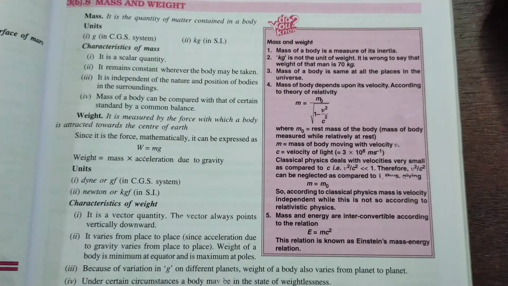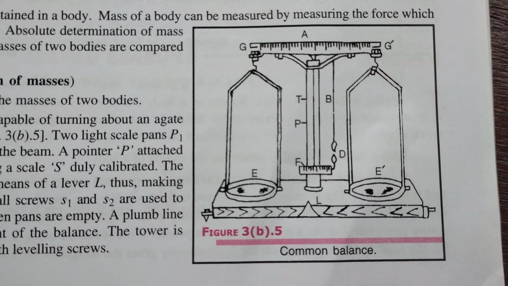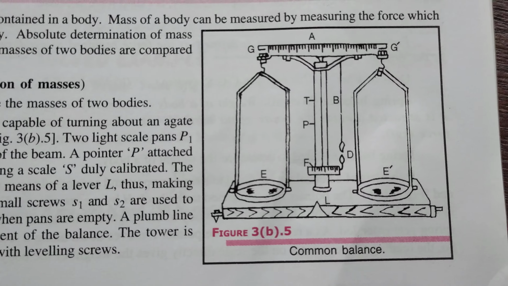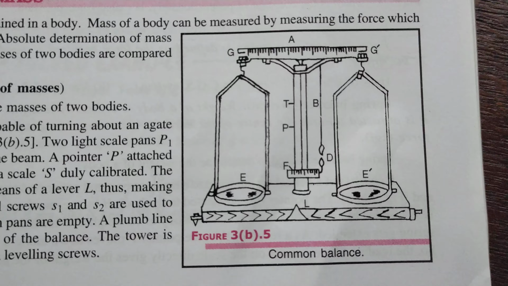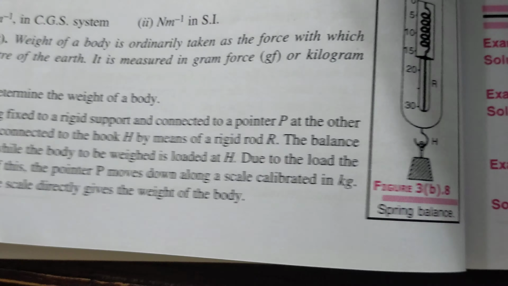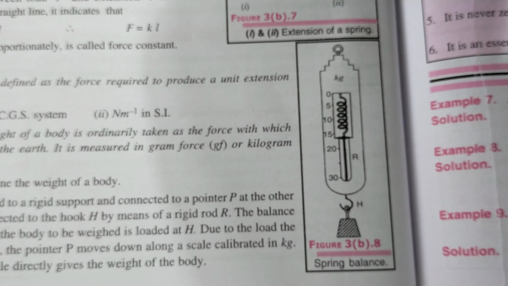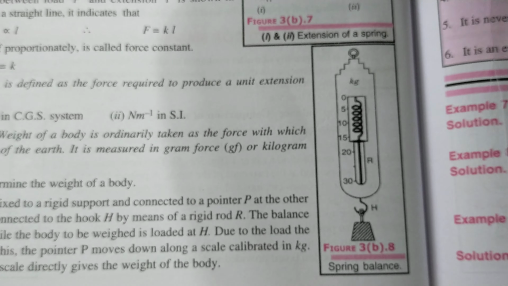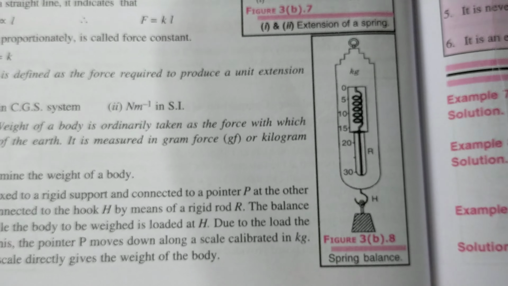So on the screen you can see this is the common balance, that is the beam balance, which is used to measure the mass, because as it is a scalar quantity, it does not depend upon the direction, whereas weight depends upon direction because it varies with the value of acceleration due to gravity. Yeah, this is the spring balance, which is used to measure the weight of an object.